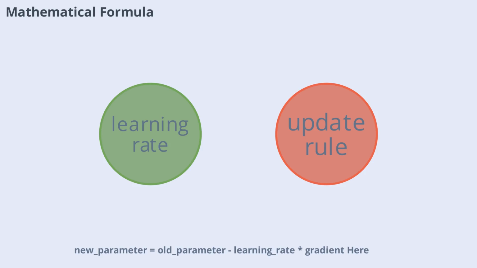New parameter equals old parameter minus learning rate times gradient. Here, the learning rate controls how big each step is and the gradient tells us the direction. By applying this update rule repeatedly, we can gradually approach the minimum of the function.